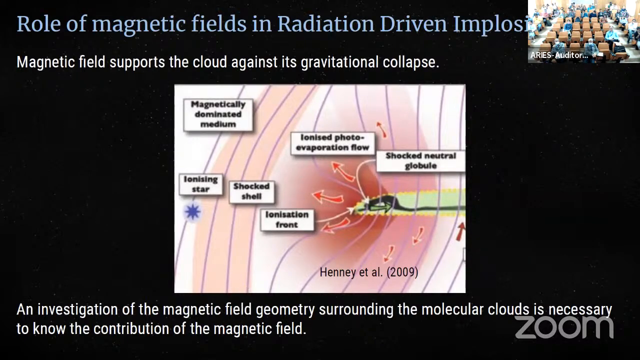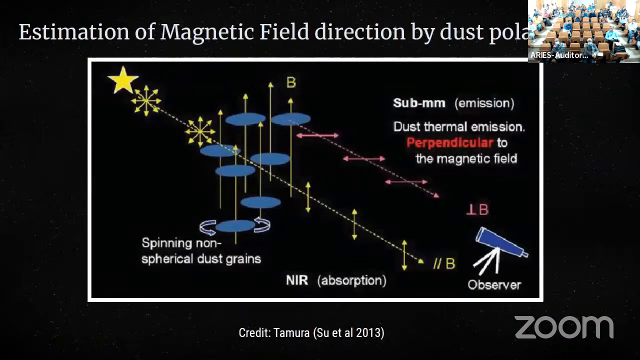An investigation of the magnetic geometry surrounding the molecular clouds is very much necessary to know its contribution in the dynamical evolution of the cloud and in star formation also. For this, we utilized dust polarization. These dust grains are basically aspherical particles.